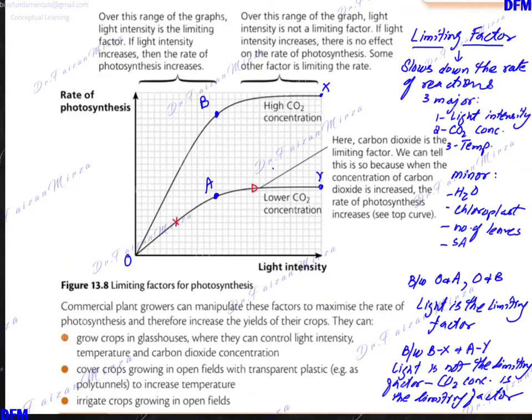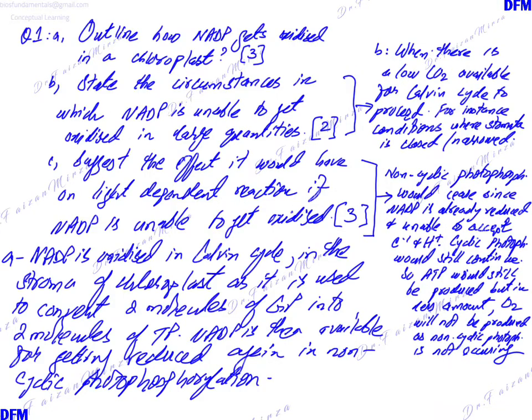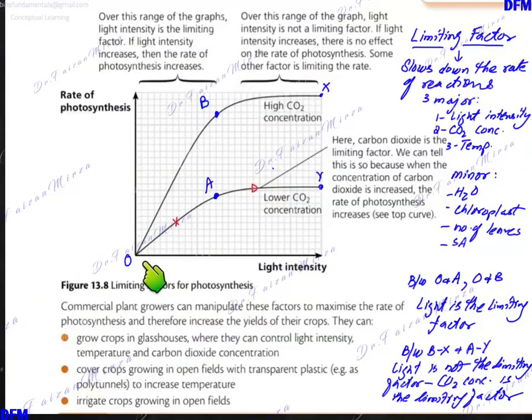Limiting factor is the last thing that we discussed. A limiting factor tells you which factors determine how the rate of photosynthesis will increase. For example, light intensity is one of the major limiting factors. Apart from this, carbon dioxide concentration is also a major limiting factor. A limiting factor is a factor that limits the rate of reaction.